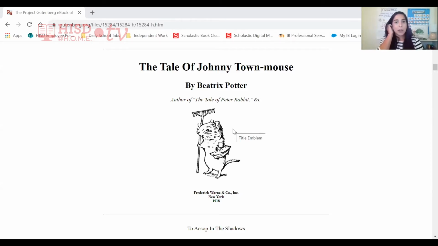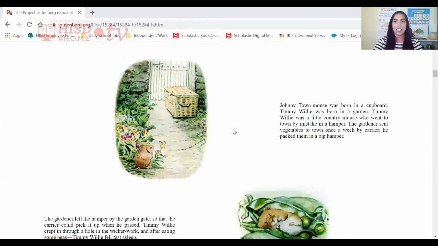So here we have Johnny Town Mouse. And Johnny Town Mouse, we found out that he was very curious. We used this story to help with internal and external traits, and now we're going to use this story to make inferences. So one story that we read, boys and girls, can be read over and over again, and we learn something new every single time. So let's read to find out if we can figure out some inferences about Johnny Town Mouse and who he meets along the way.